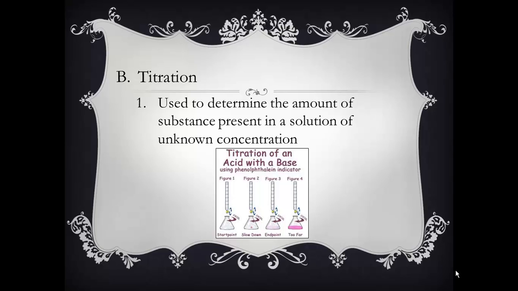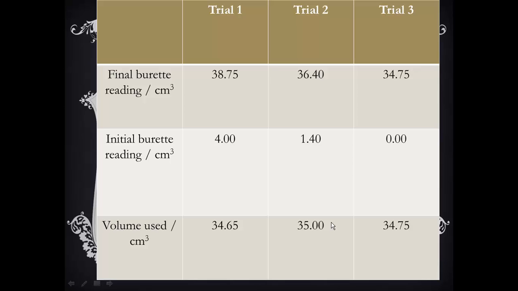Alright, part B, titration. Used to determine the amount of substance present in a solution of unknown concentration. So basically, you have an unknown solution and you're trying to figure out how many moles per liter, or how many moles, are in that solution. You can see here, remember titrations, we use a burette and you swirl, or you're not going to swirl with a stirring rod, stirring magnet, sorry. You go slow and you reach an endpoint, which is very faint pink. You go darker, it's too far. You gotta start over.